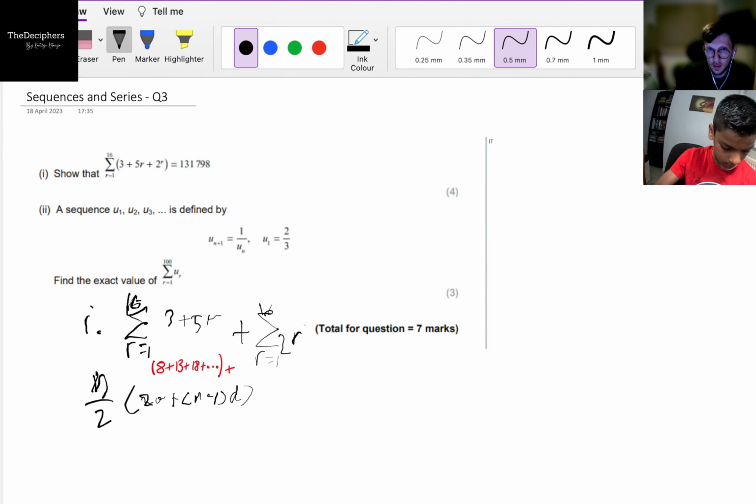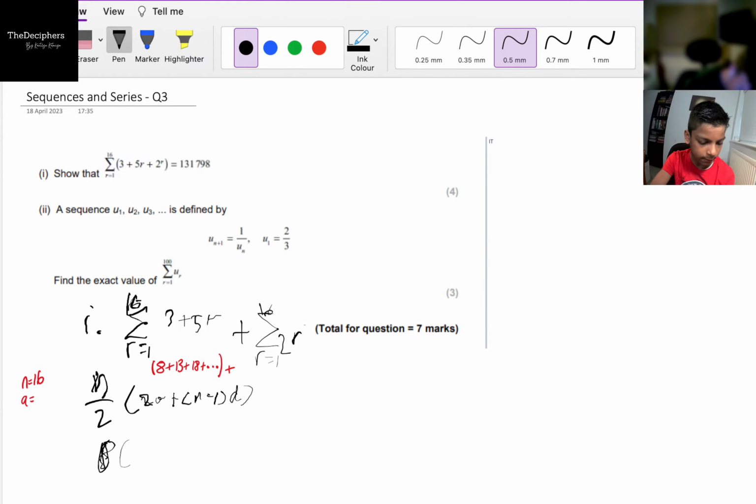And then what we can do from that is just n is 16, so that's 8 times... Good, so we've got n equals 16. And then r is 1, so 3 plus 5 times 1 is 8, so 16 plus, then n minus 1, 16 minus 1 is 15, then d is 5, so 15 times 5.